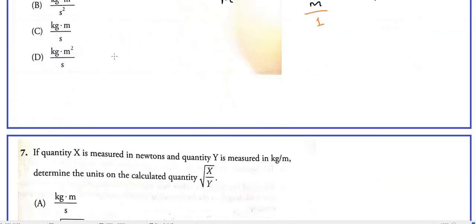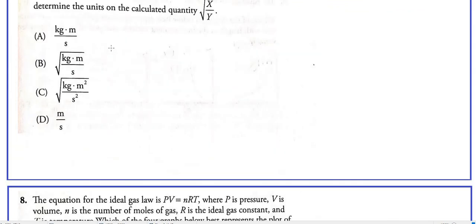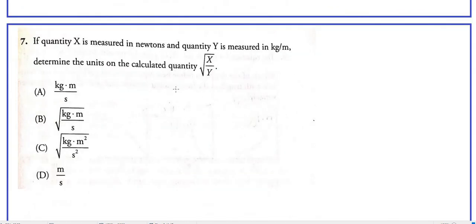Let's go to question number 7. If quantity X is measured in newtons and quantity Y is measured in kilogram over meter, determine the units on the calculated quantity. So first you need to know Newton by definition. Newton is equal to kilogram times meter over second squared, which is like acceleration times the weight, kilogram. Now we were given X in Newton. Instead of Newton, we're going to use kilogram times meter over second squared, because in the options we don't have it in terms of Newton.